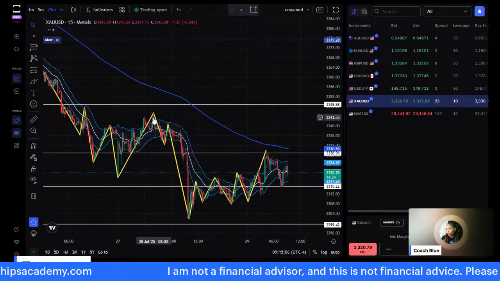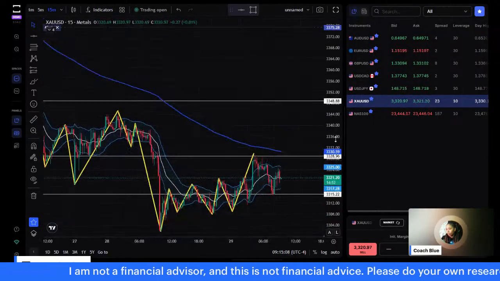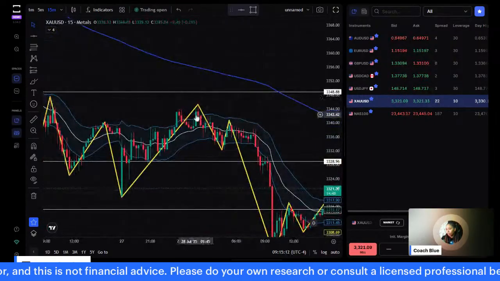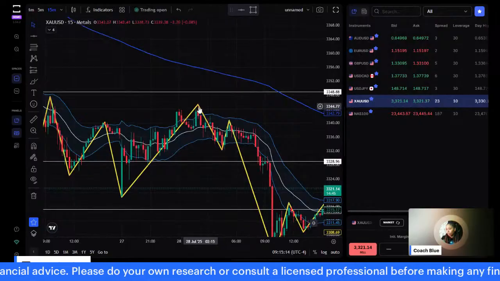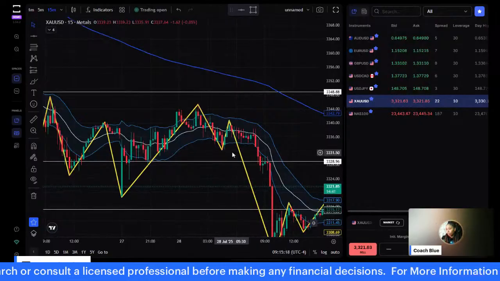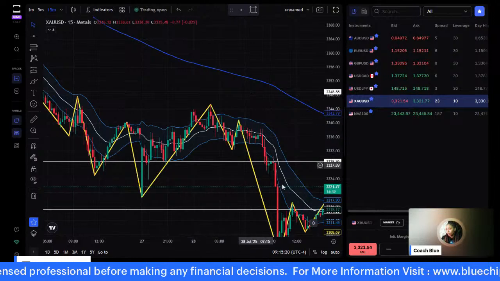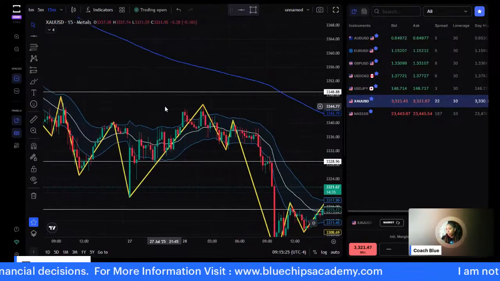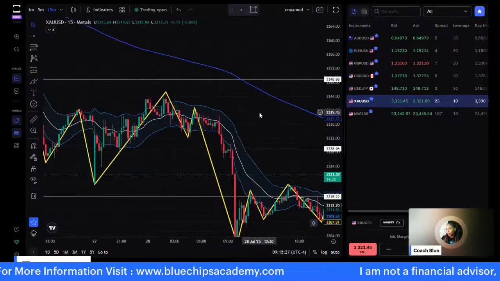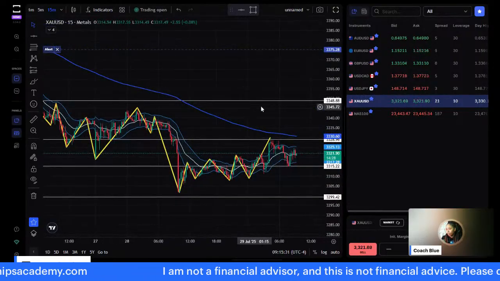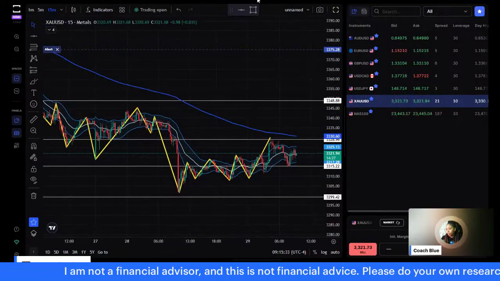Here's another pin bar right here. Let me zoom in so you guys can see it. Here's another pin bar right here outside of the Keltner. What happened? Price just dropped like a rock. Okay. Pin bar here, continue to drop. So those are the opportunities that you guys will see when you're trading these pairs. Okay. So I hope that answers your question, Mary.